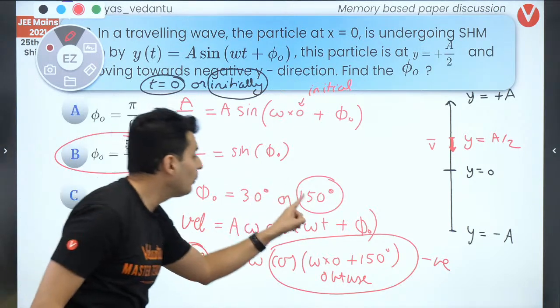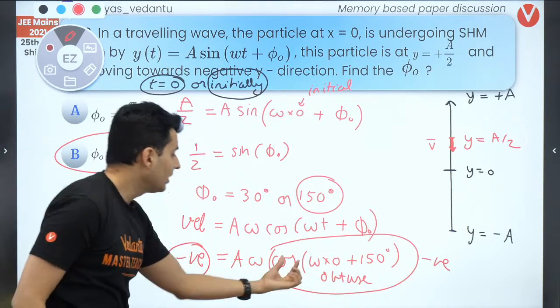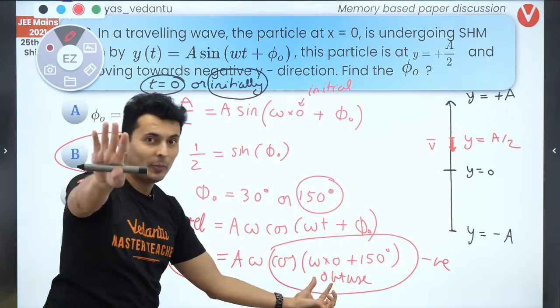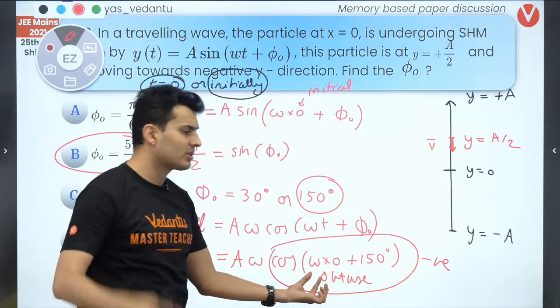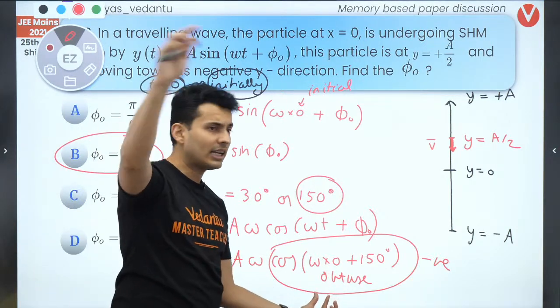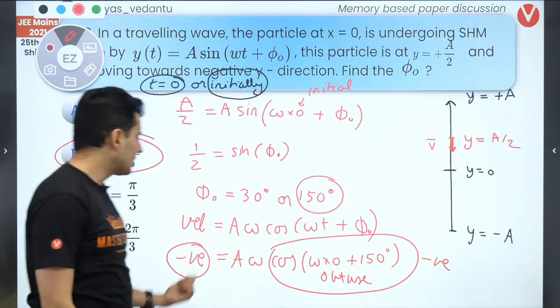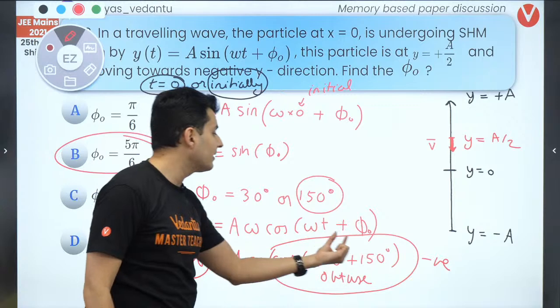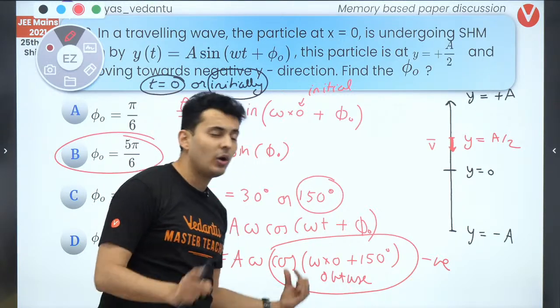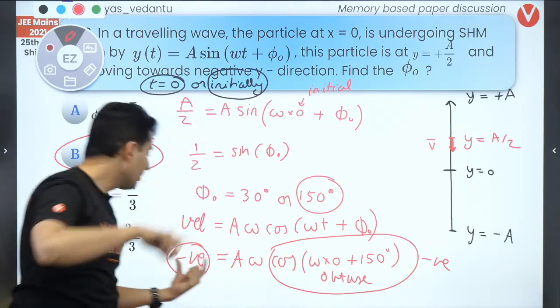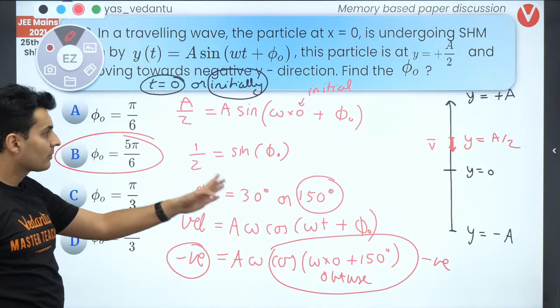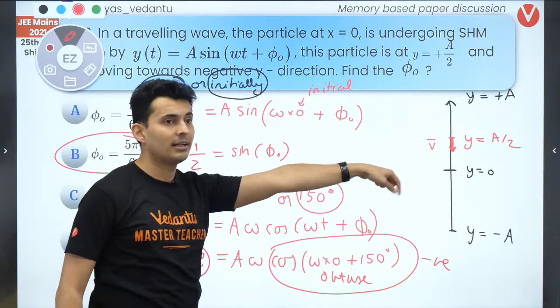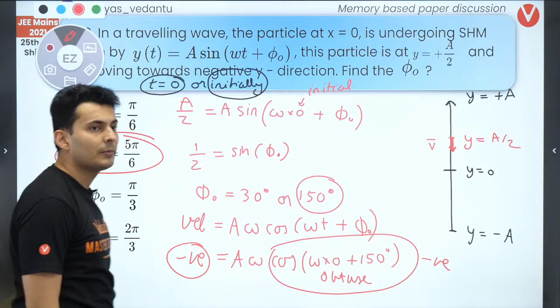Yes, so if you put 150 degrees, then the angle inside will be obtuse, only then cos of an obtuse angle is negative. You know that in the second quadrant cos is negative, so that's why you will get a negative answer. But if you put 30 degrees over here, you will get an acute angle. Cos of an acute angle is positive, the velocity will be positive, but that is not true. It's given the velocity is negative. Yes, I hope this is clear.